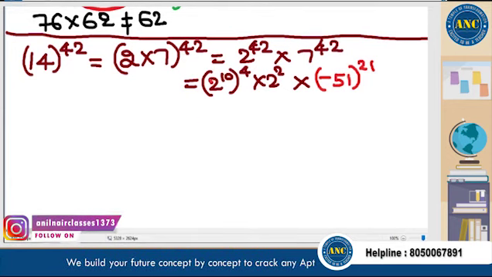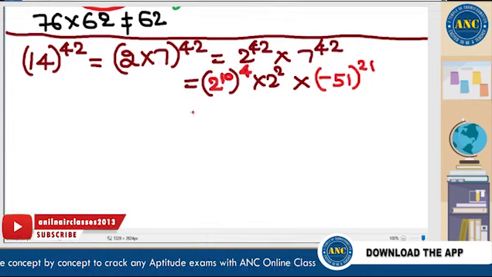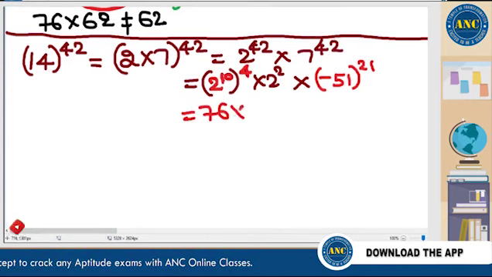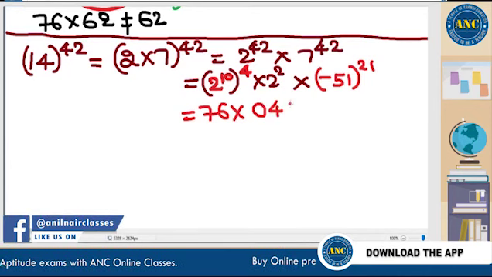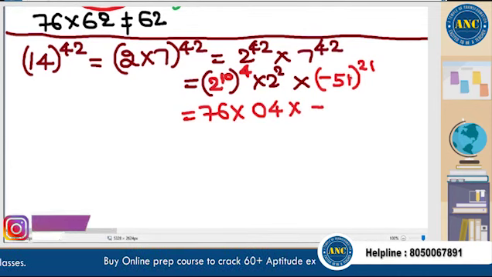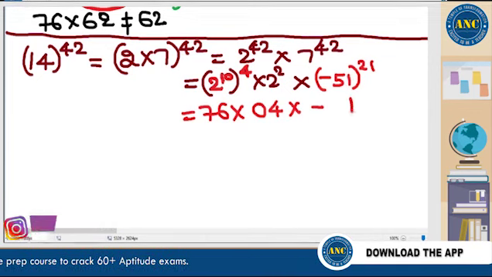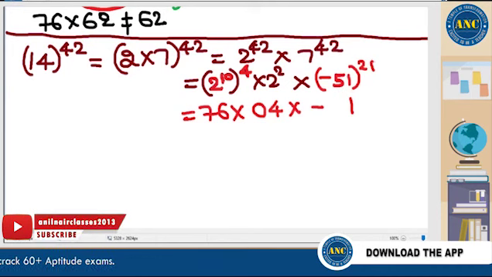Now 2 power 10 is 24. 24 power even number is 76. 76 multiplied with 04. 2 square is 04, right? Negative, keep it as it is. 51 power 21 is type 1. Make use of the same concept. 1 power any number is 1. 5 into 1 is 5.